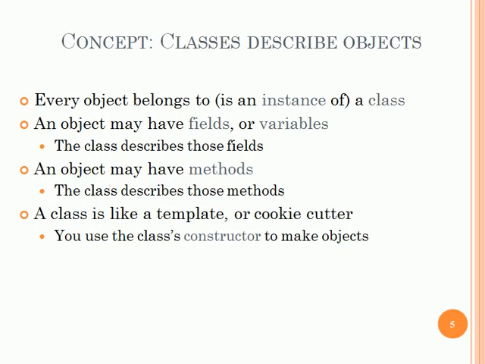The next concept is classes describe objects. Every object belongs to a class. An object may have fields or variables. So here the class describes those fields, and also an object may have methods. So the class describes those methods. And a class is like a template or cookie cutter. So here the class constructs objects.